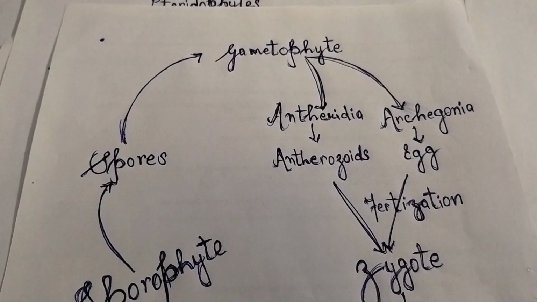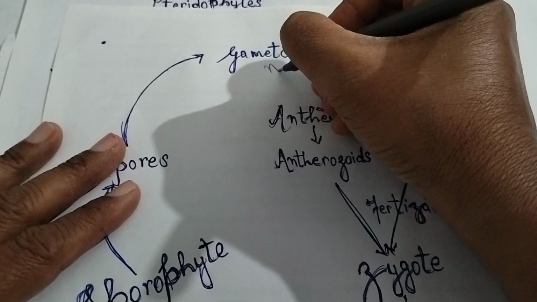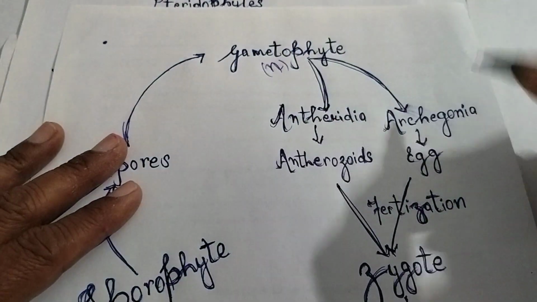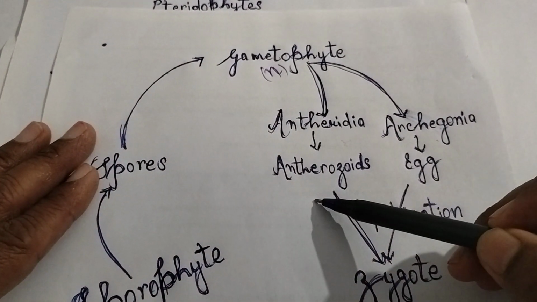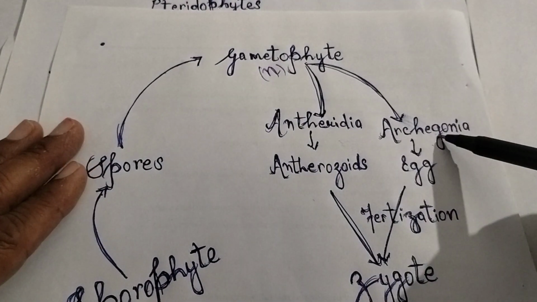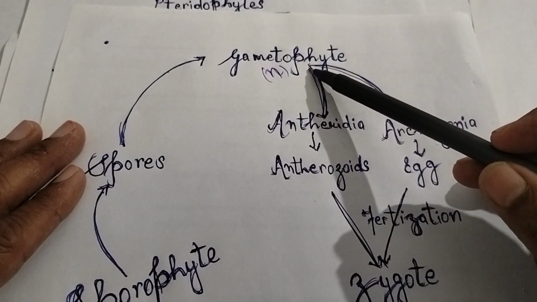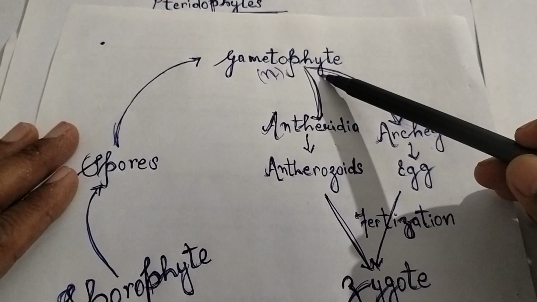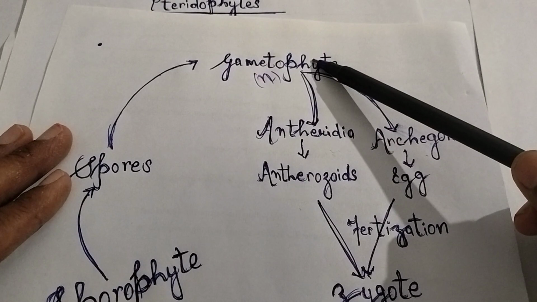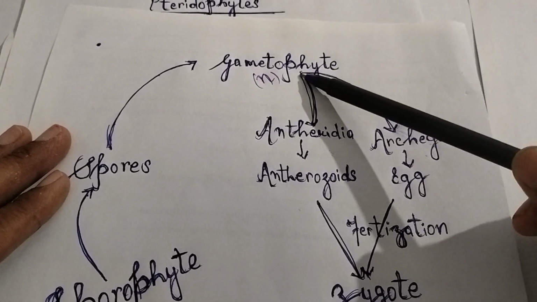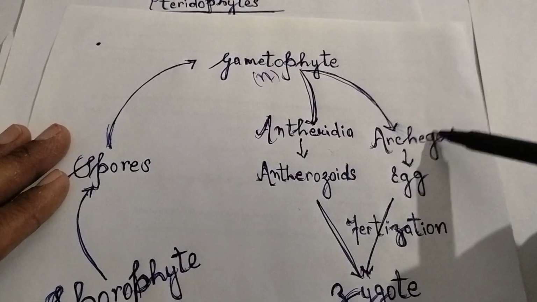The gametophyte, which is haploid in condition, will have male and female sex organs, Antheridia and Archegonia. Antheridia is the male and Archegonia is female. Now see, in the homosporous condition, homosporous means same kind of spores, only a single type of gametophyte will be produced, and this gametophyte will bear Antheridium and Archegonium, that is male and female sex organs.